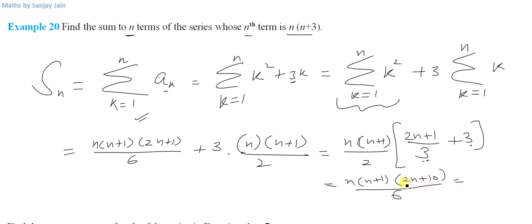If you see, 2 can be taken common from this bracket, so let me take it common from this and write 3 here. So n into n plus 1 into n plus 5 by 3. I have taken 2 outside and cancelled this 6 with that, and I am left with 3 here in the denominator. So the answer is n into n plus 1 into n plus 5 by 3.